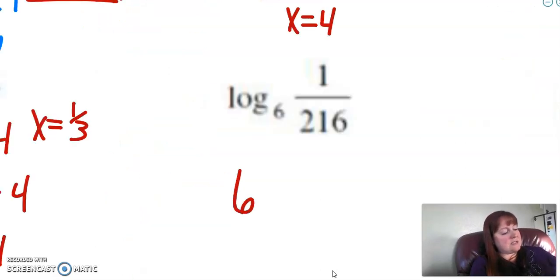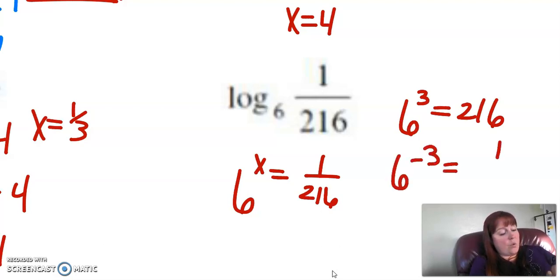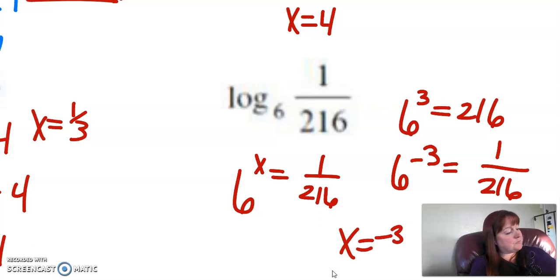And this 6 to the what equals 1 over 216. Now, since this is a fraction, we know this is going to be a negative exponent. So 6 to the 3rd equals 216. So 6 to the negative 3rd would equal 1 over 216. So, in this case, x equals -3.